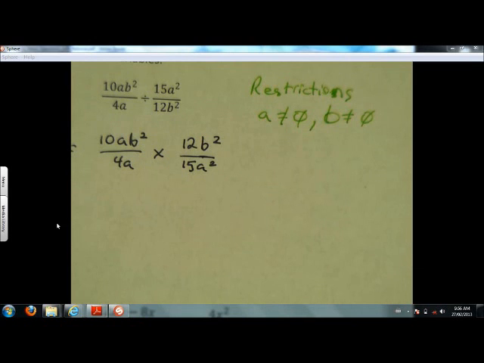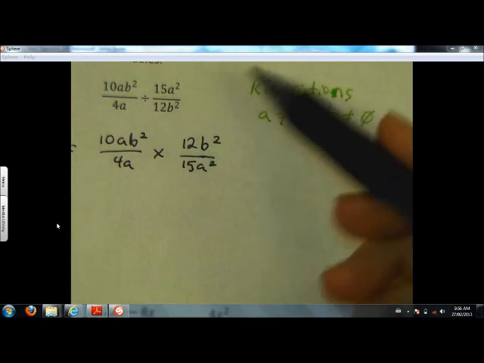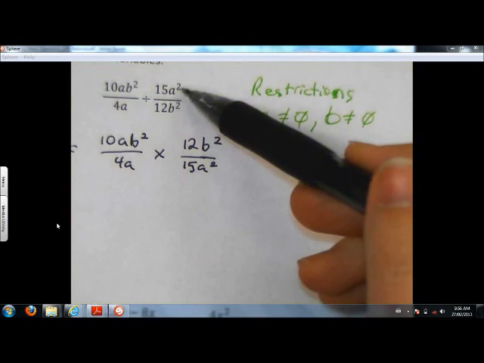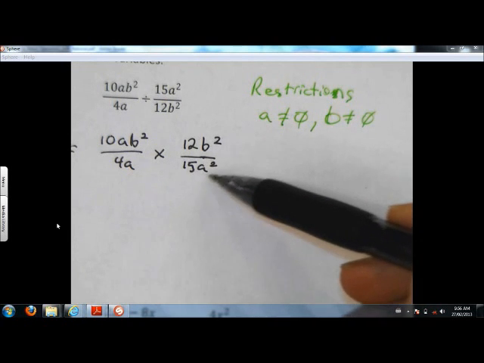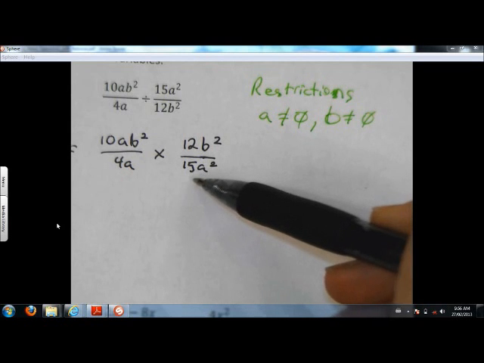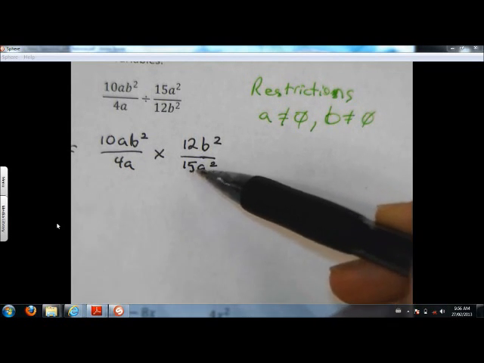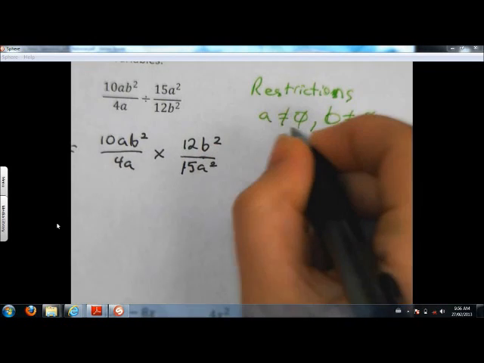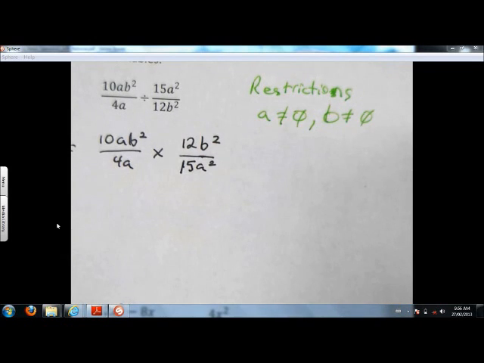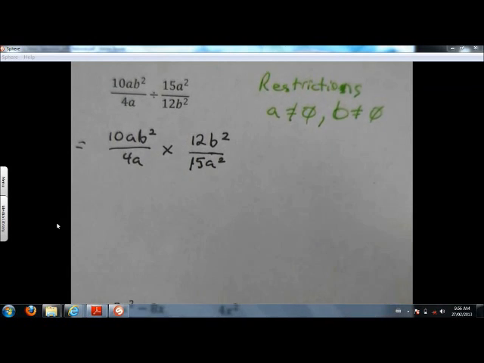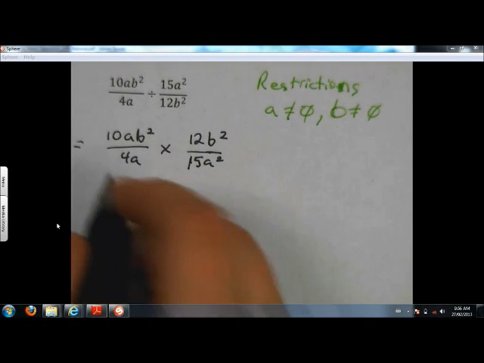Next step would be to check. Now that I've got a new term on the bottom, I need to make sure that any restrictions that need to be added are added. This is telling me that A cannot be 0 either. If A cannot be 0, oh, it's already listed there, so I don't need to add anything. Other times you may need to add a third restriction.